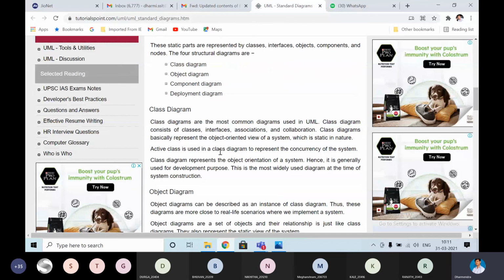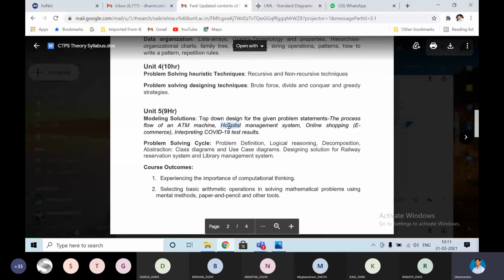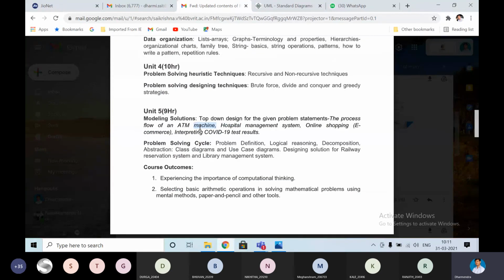Before the next class, all the remaining people, please draw these four diagrams. Please don't forget. This fifth unit is a very easy concept. Draw the top-down approach decomposition diagrams for ATM, hospital management, online shopping, and COVID-19 test results.